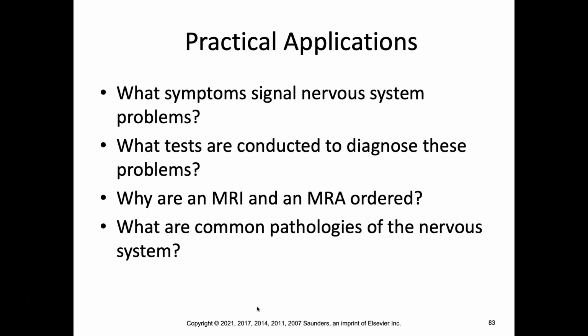What tests did we talk about that are conducted to diagnose these problems? Why might an MRI and an MRA be ordered? We just finished studying radiology, so you might need to pop back to week 2 and take a look at that. What are some common pathologies of the nervous system? We talked about several of those as well.